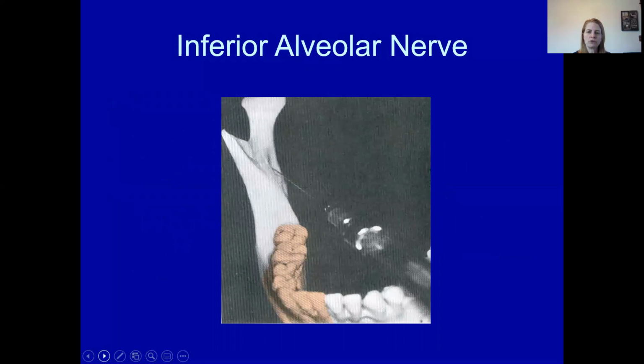So for our inferior alveolar nerve, some of our landmarks are the coronoid notch on the front of the coronoid process, and our contralateral premolars, the premolars on the opposite side. You can see that the barrel of the syringe is going above the contralateral premolars in this picture. We're looking for the lingula area, right above the mandibular foramen, which is the opening for the mandibular canal.